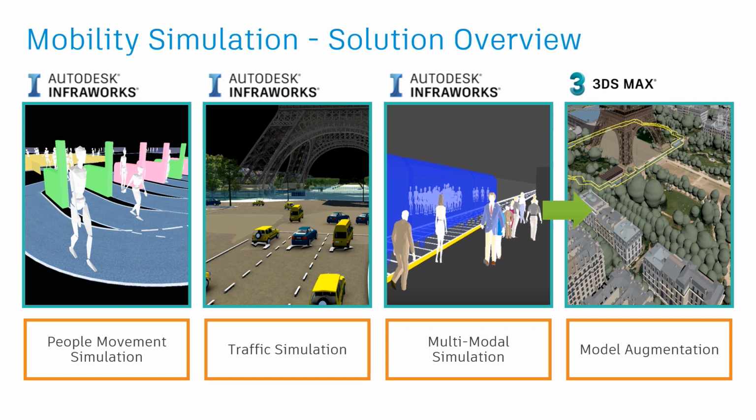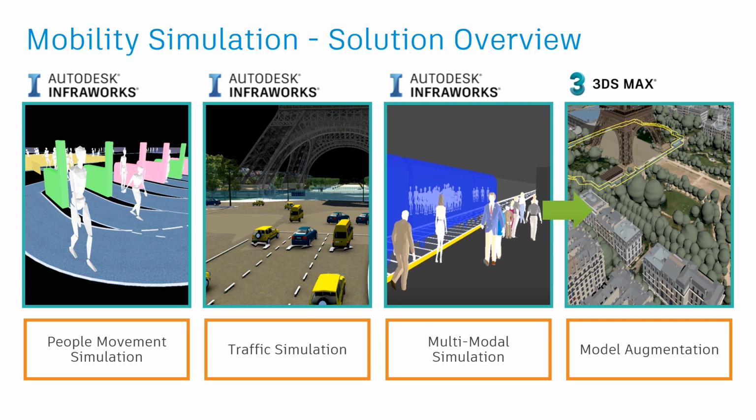Okay, so let's just take a quick look at what mobility simulation involves. It runs inside of InfraWorks, and there is a relationship between InfraWorks and mobility simulation. For people movement, where you want to see people moving around and create a simulation based around individuals, you use the mobility simulation tool itself. So the mobility simulation is fired up from within InfraWorks.